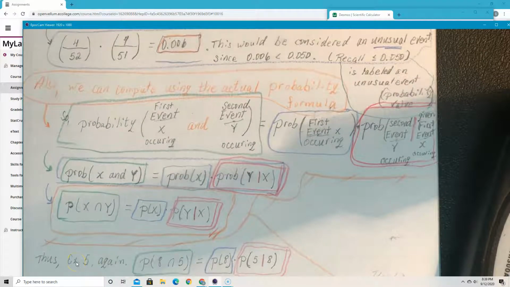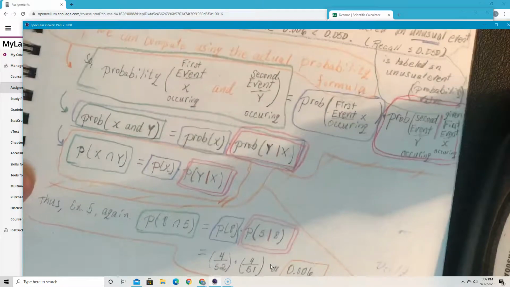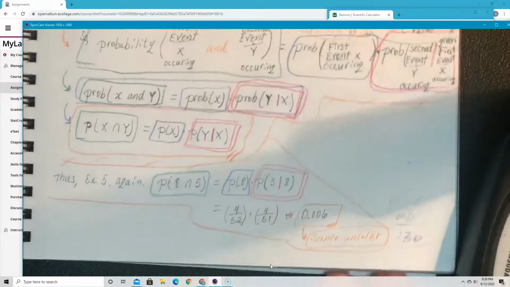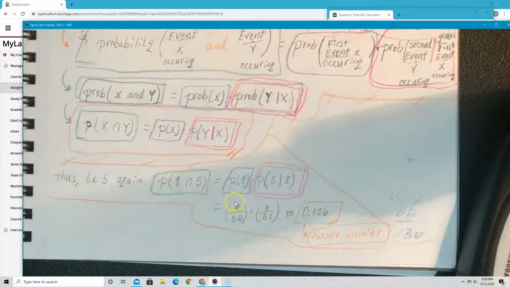Thus, in this exercise 5 up here, the probability of getting an 8 on the first selection and a 5 on the second selection equals the probability of the first one, selecting an 8, times the probability of the second event, which is getting a 5, knowing though the first card was an 8. And that's the same computation that we did above.